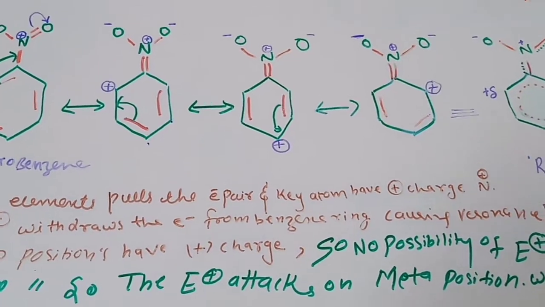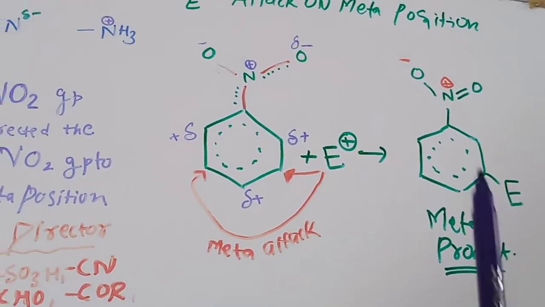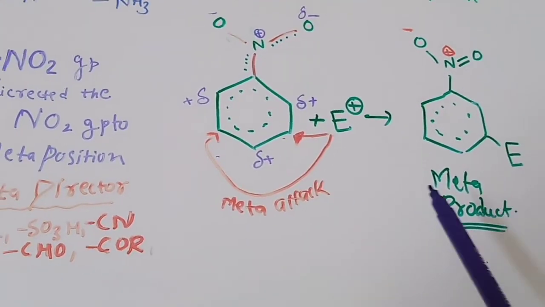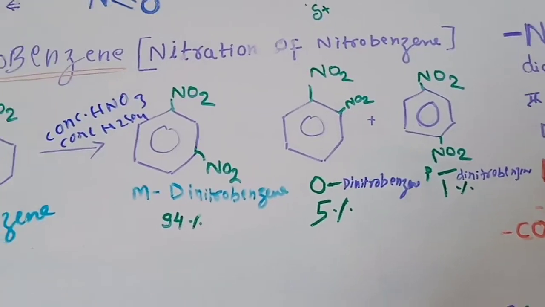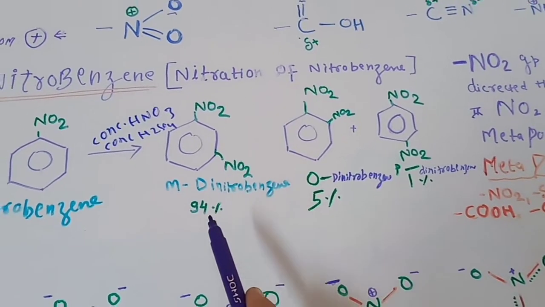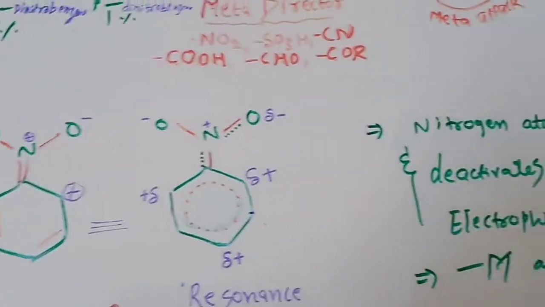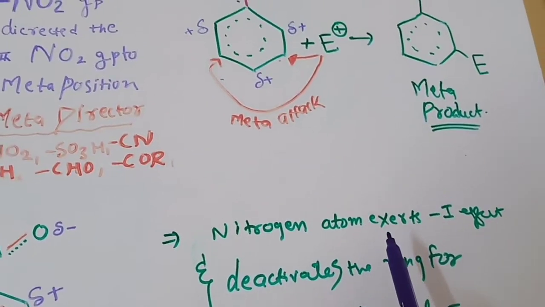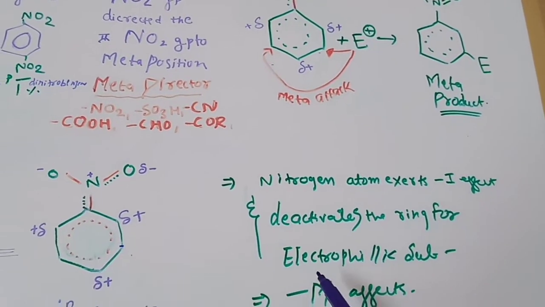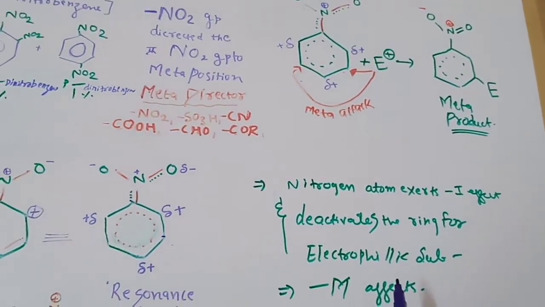Now we can see how the electrophile attacks and how the product is formed. When the electrophile attacks the meta positions, the product is the meta product, as we have already seen in the nitration of nitrobenzene. We get meta-dinitrobenzene as the major product, as NO2 is a meta directing group. Now we can say that the nitro group exerts a minus I effect and it also deactivates the ring for electrophilic substitution reactions, and it also exerts the minus mesomeric effect.